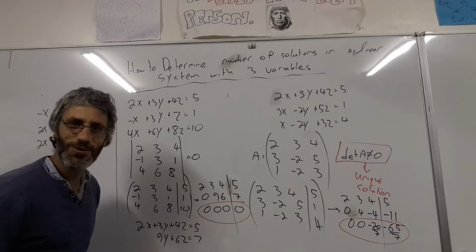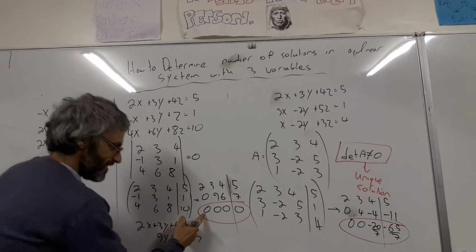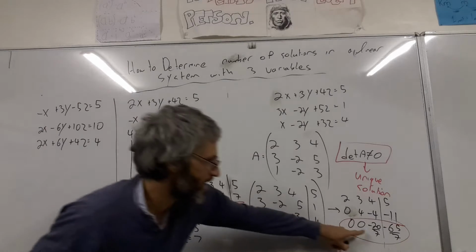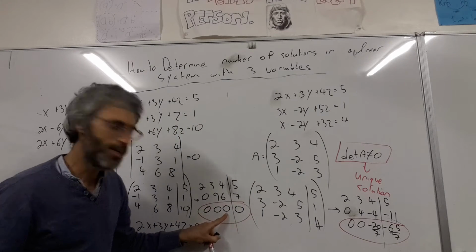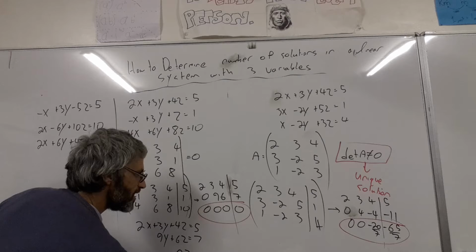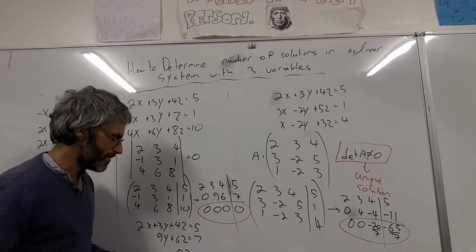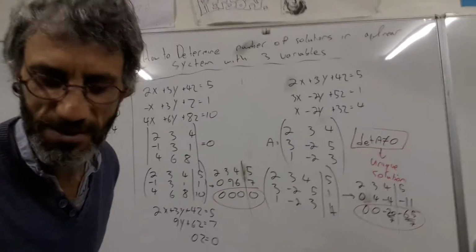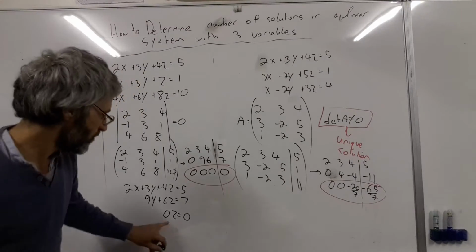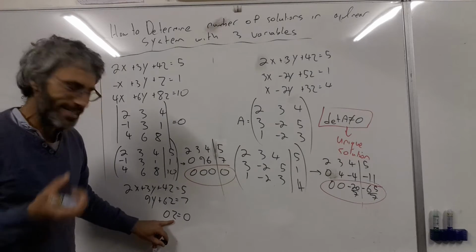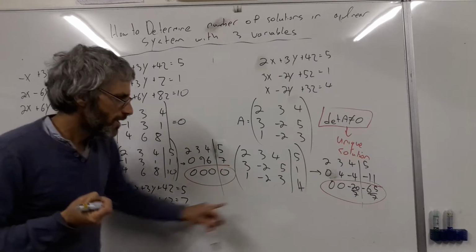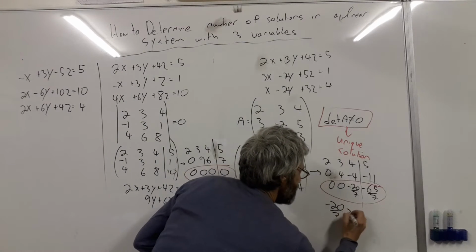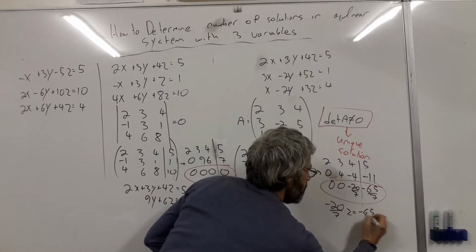But what does the third row say? 0x plus 0y, well, the last number should have been something times z. But what it says is 0z equals 0. Well, 0 times z is obviously 0, so z could be any number. So the last row really doesn't fix the z. This row fixes the z. It tells us that minus 20 over 7 z equals minus 65 over 7.